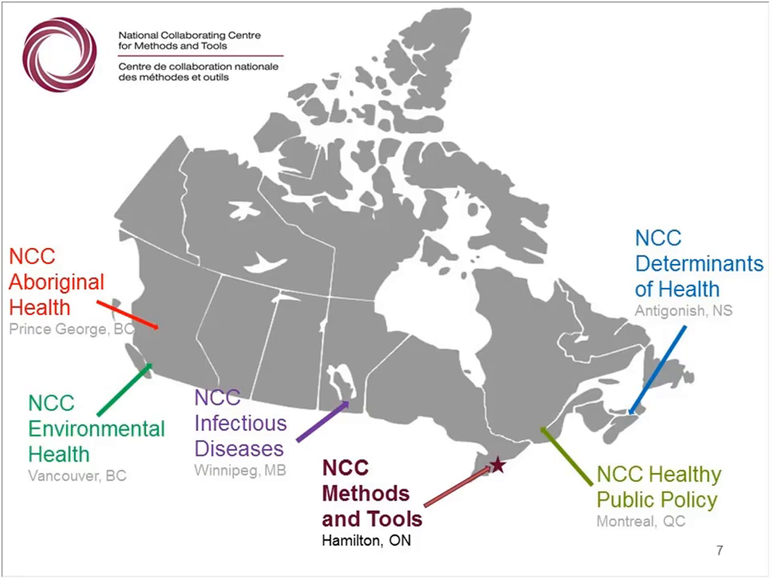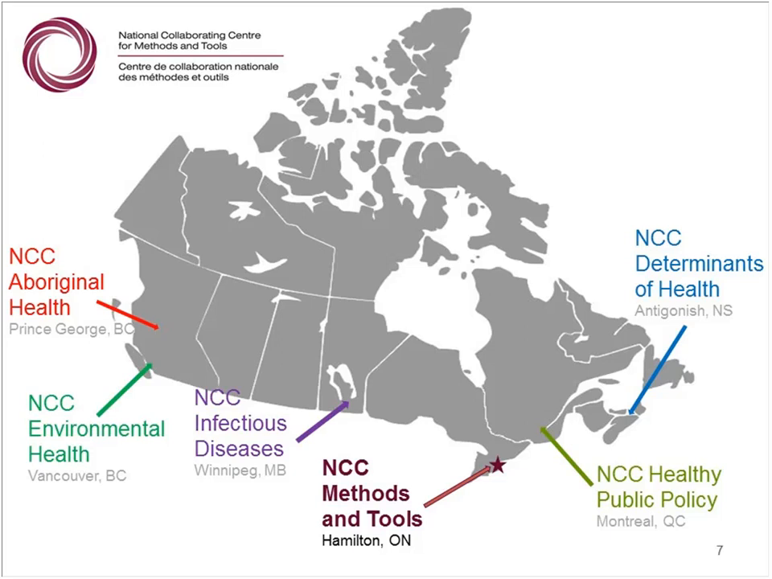As just a little bit more background information, there are 6 national collaborating centers across the country, geographically located on the East Coast in Antigonish, Nova Scotia. We have the National Collaborating Center for Determinants of Health. In Quebec City, we have NCC for Healthy Public Policy. Of course, we're located in Hamilton at McMaster University.